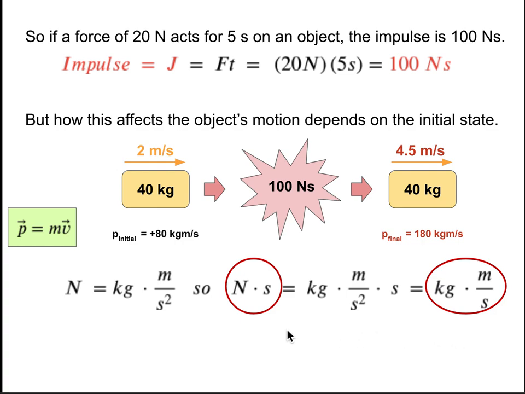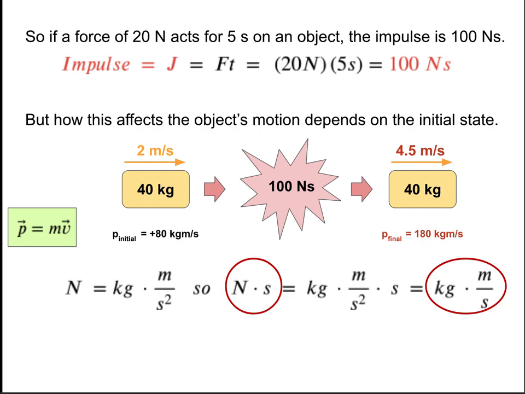So a newton second and a kilogram meters per second are really just two ways of describing the same unit. Just for impulse, we tend to use newton seconds, and for momentum, we tend to use kilogram meters per second. Either one is correct. All right, back to our discussion here.